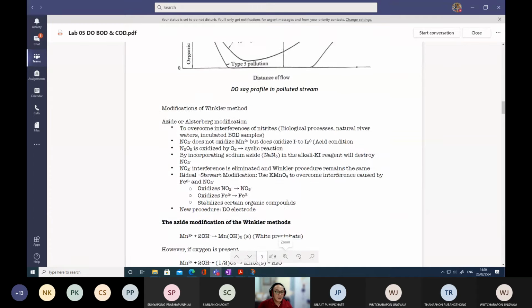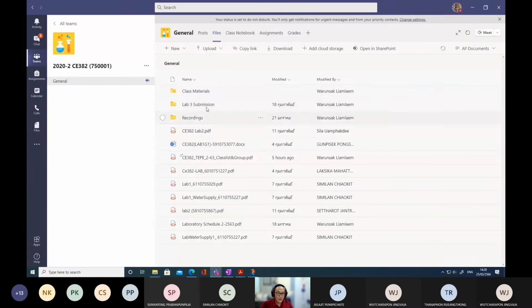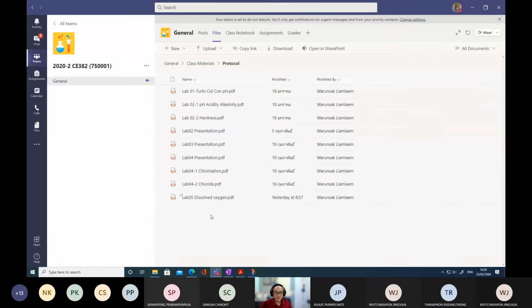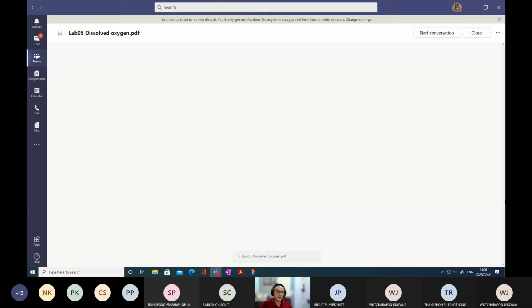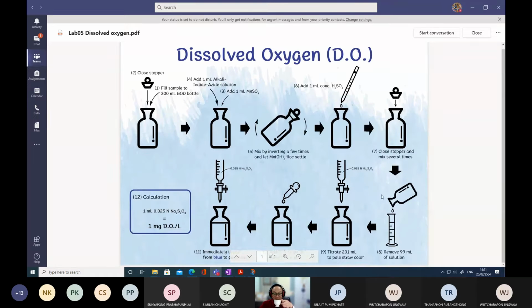So that's all for the dissolved oxygen background information. Now we'll move to the protocol. My assistant has prepared this presentation. It's quite a good presentation so that you can see how it works. This one is the methodology for the dissolved oxygen analysis.